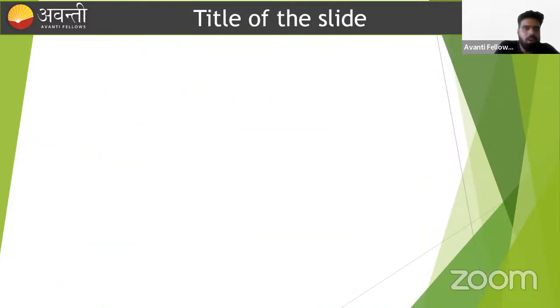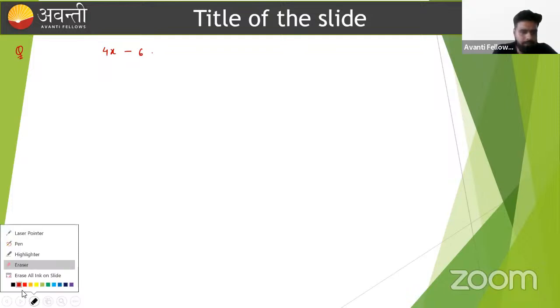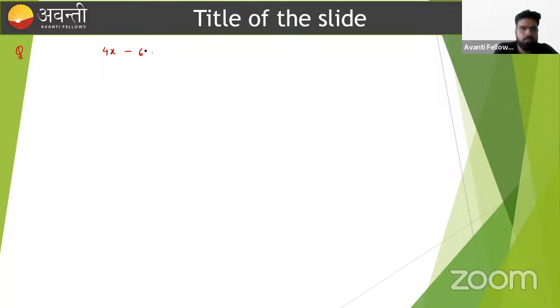So if you understand this concept, can you tell me the answer to this question? 4x minus 6y minus 12 equal to 0. Write down the question, beta. What is the appropriate plot of this line? Tell me the answer. Come on.